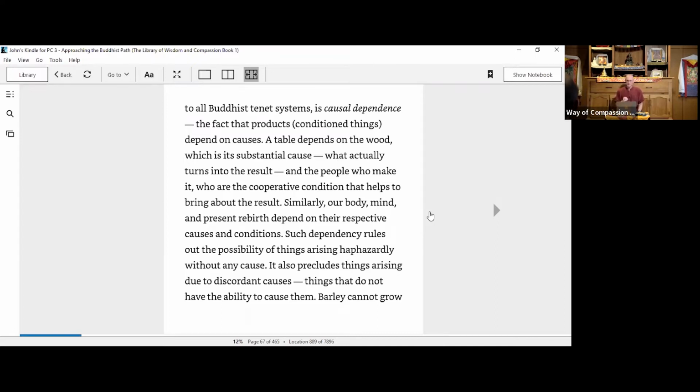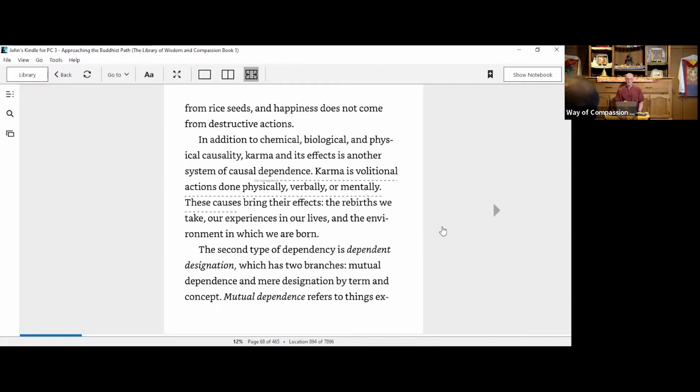Similarly, our body, mind, and present rebirth depend on their respective causes and conditions. Such dependency rules out the possibility of things arising haphazardly without a cause. It also precludes things arising due to discordant causes, things that do not have the ability to cause them. Barley cannot grow from rice seeds, and happiness does not come from destructive actions.